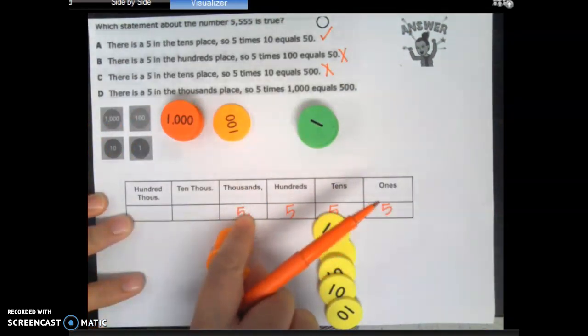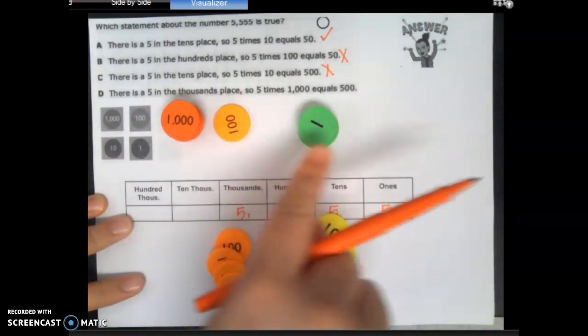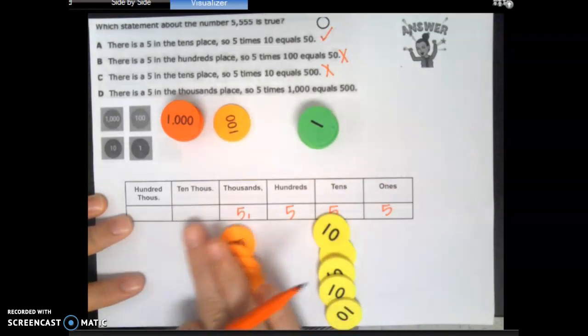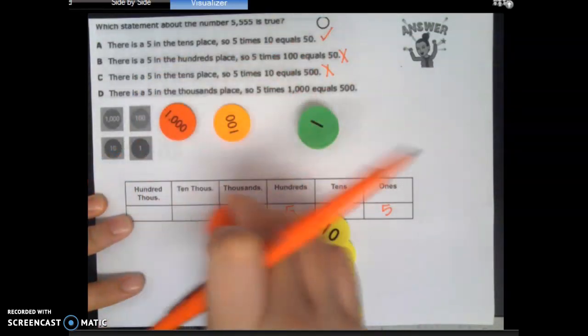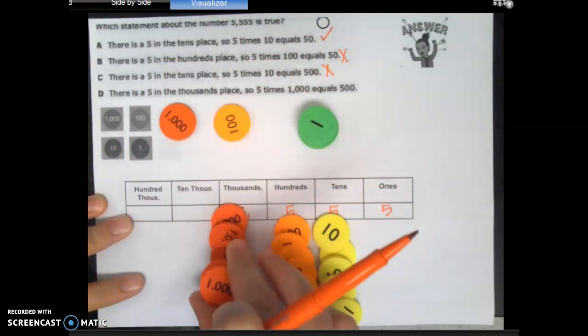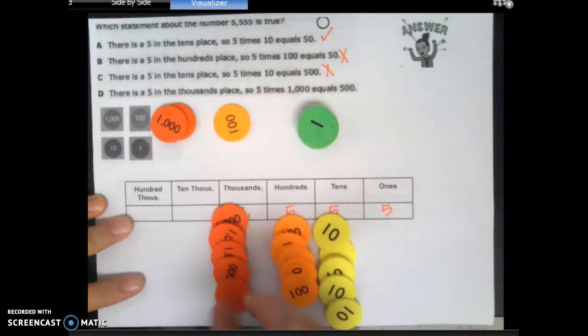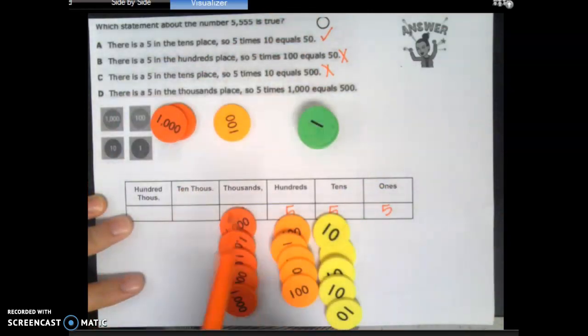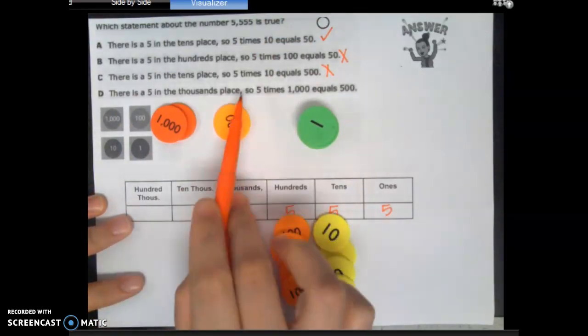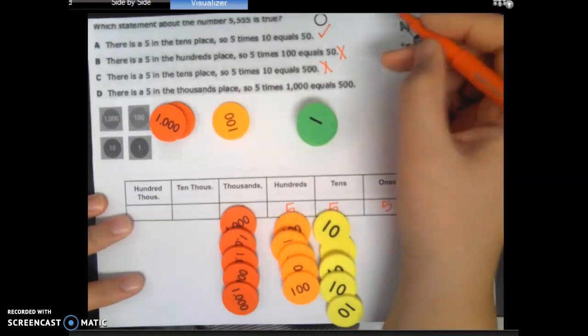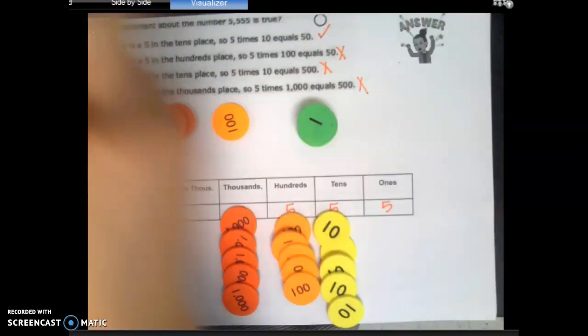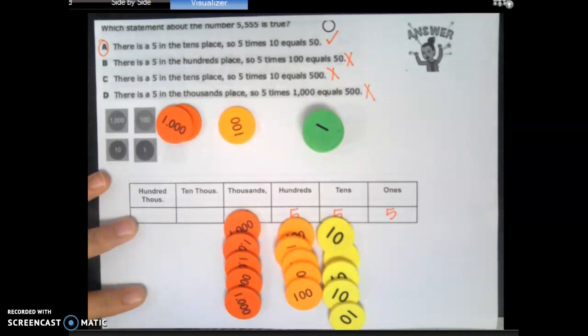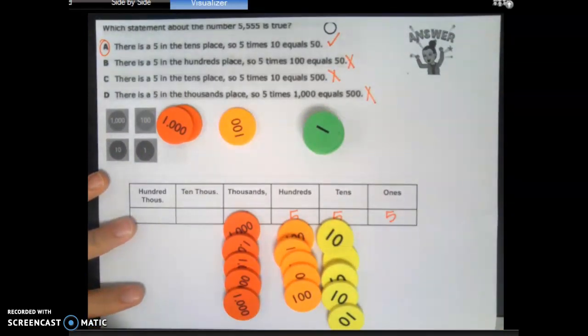Oops. There's a 5 in the thousands place. That's true. So 5 times 1,000 equals 500. 1, 2, 3, 4, 5. There's my 5,000s. 1,000, 2,000, 3,000, 4,000, 5,000. 5 times 1,000 does not equal 500. It equals 5,000. So your correct answer is A. If you chose A as your correct answer, go spin the spinner and move your pieces.